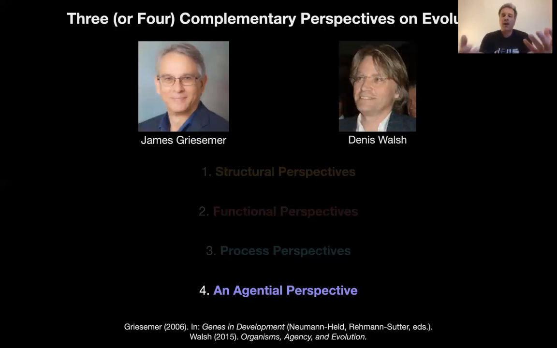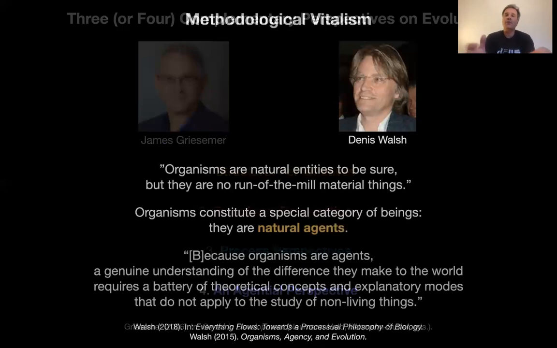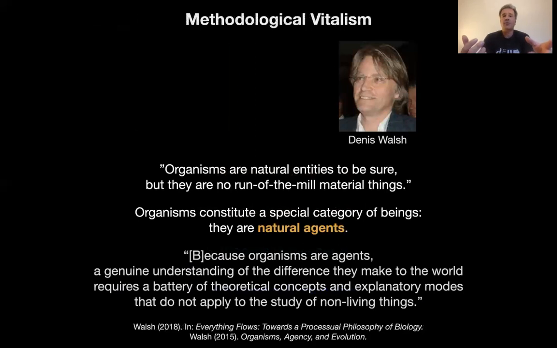This is the area where we examine how the peculiar nature of the organism influences its own evolution. Wide open question. We don't know. And that's the central question in an agential perspective. Organisms are natural entities, just to drive the point home. They're natural entities, to be sure, but they are no run-of-the-mill material things. Organisms constitute a special category of beings.